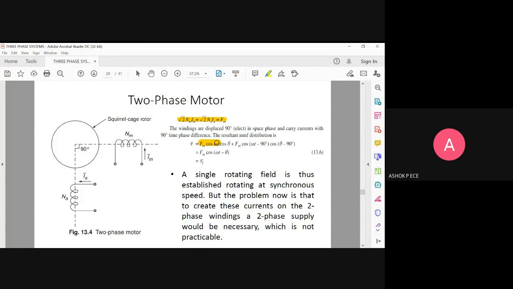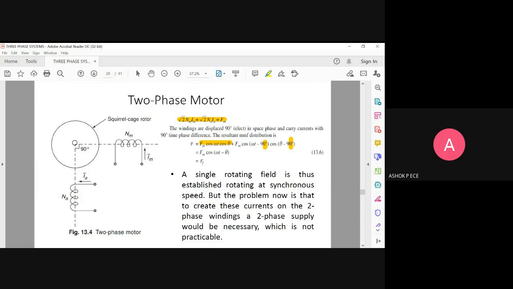This is only for the first single phase. For the second phase, Fm cos... See, this winding is out of phase with this winding by 90. So wherever you have cos omega t, it is replaced by omega t minus 90, and wherever you have cos theta, it is replaced by cos theta minus 90. Why is this minus 90 coming? This is for the second winding, because the second winding is 90 degrees away from the first winding.